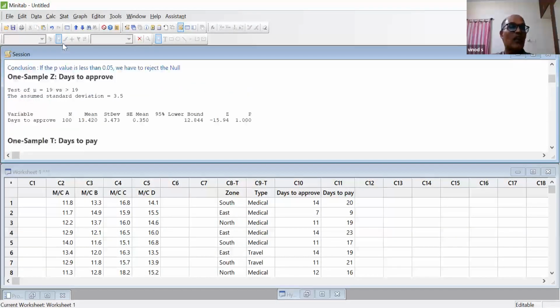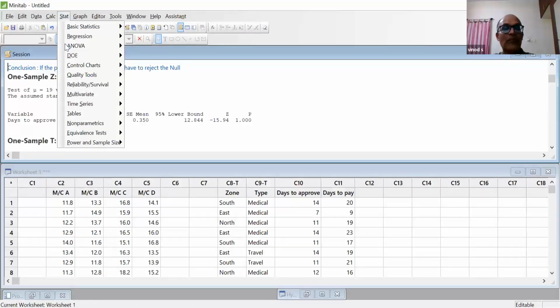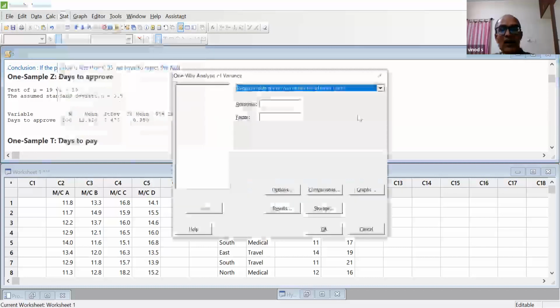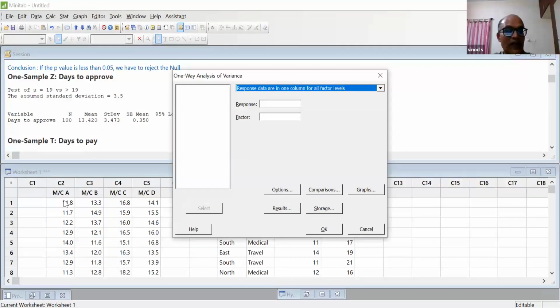Now we are ready for ANOVA, right? Since it passed all the tests, we are ready for ANOVA. One-way ANOVA. You can see a one-way ANOVA, right? Now here also we have different columns, so I am choosing different columns, right?